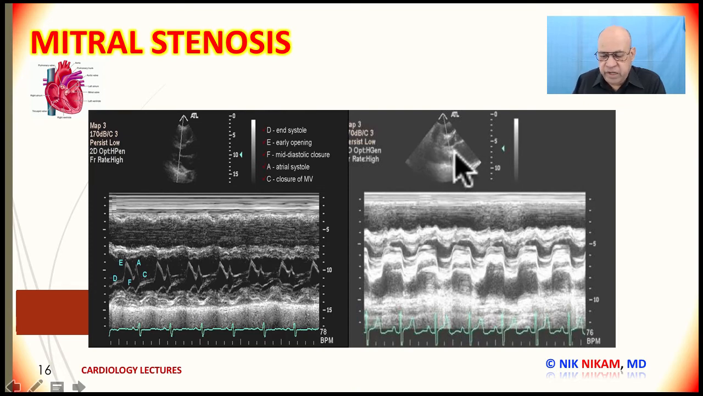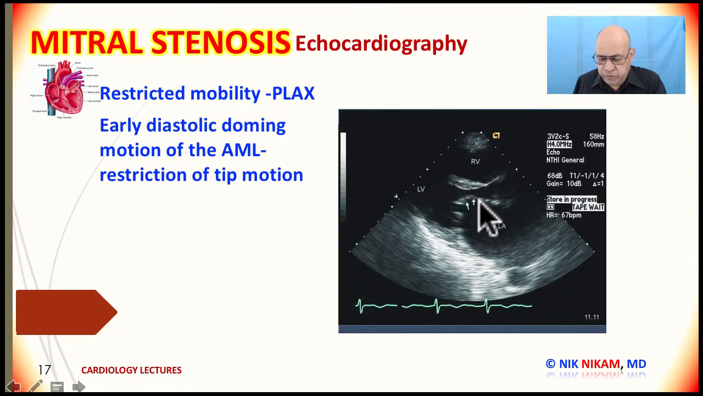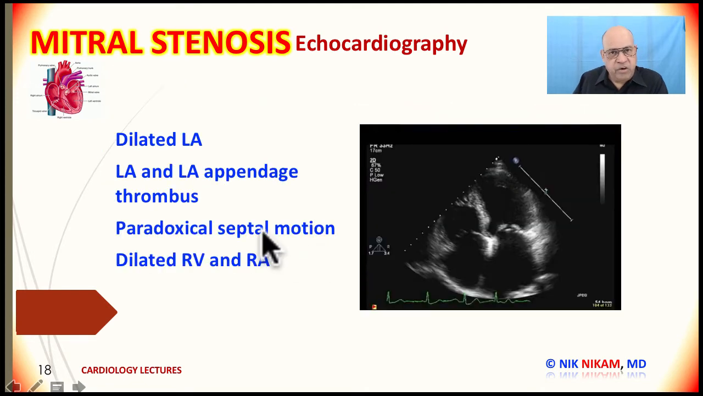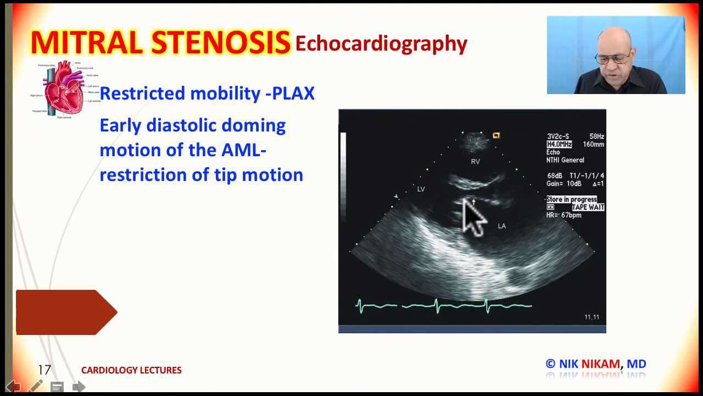Along with that, we can see thickening of the leaflets here, along with doming of the mitral leaflets during atrial systole. And here's an example of doming of the mitral leaflets during left atrial systole, and there's also severe restriction of the movement of the anterior leaflet. So there are a lot of things we can identify on two-dimensional echocardiography. It will also help us to identify the structure of the leaflets, the movement of the leaflets, shortening of the chordae tendineae, and all of these things are very vital in determining what type of management is most suitable for a given particular patient.